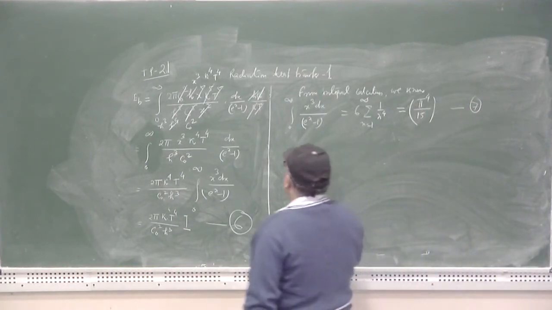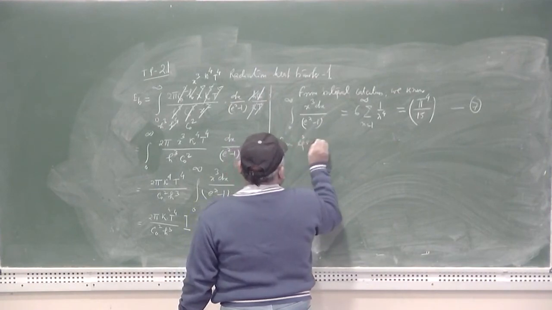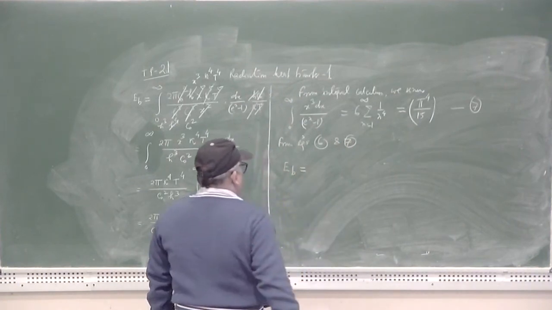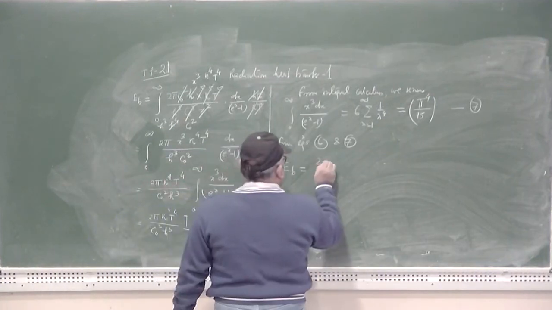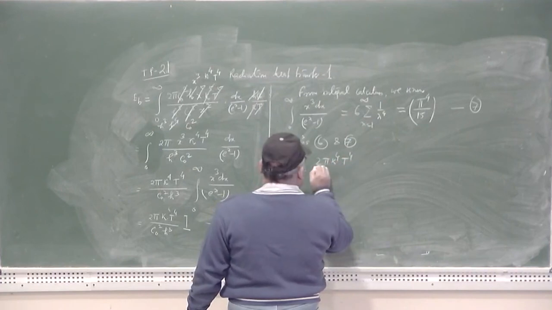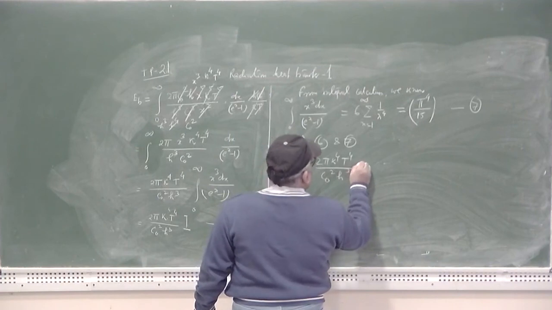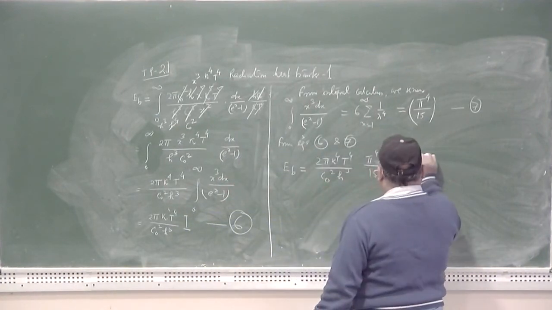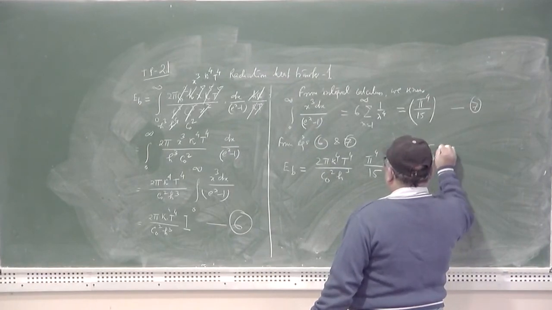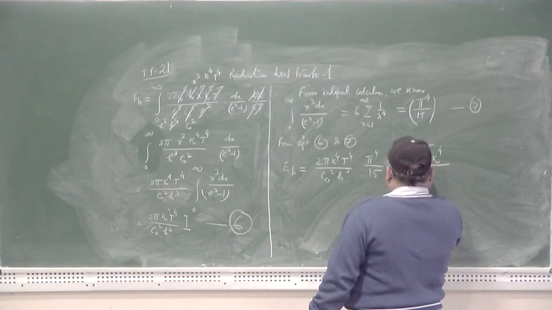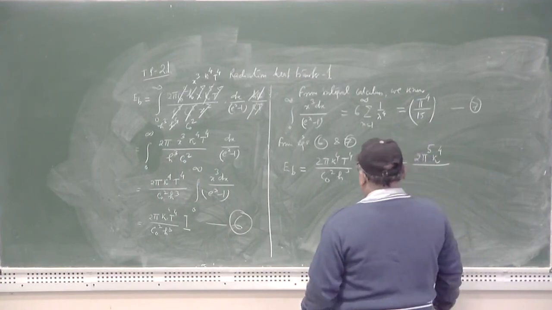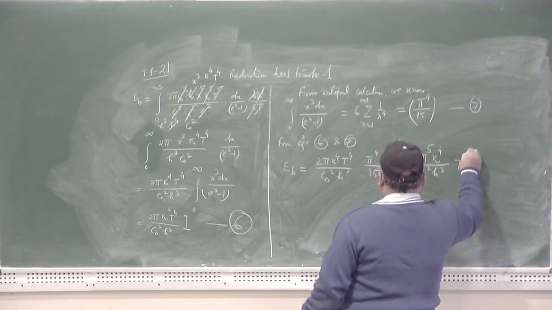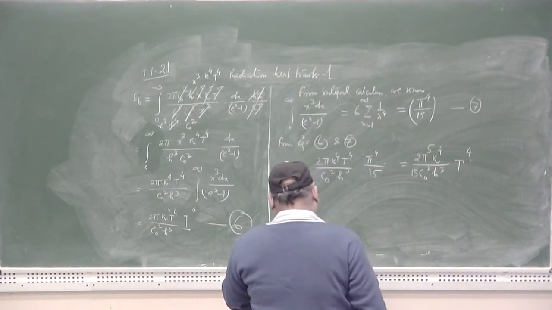Thus, from equations 6 and 7, the value of this E B, that is the total emissive power, EB is equal to 2 pi k^4 T^4 divided by c naught square h cube into pi^4 divided by 15, that is equal to 2 pi raised to the power 5 k raised to the power 4 divided by 15 c naught square into h cube into T raised to the power 4.